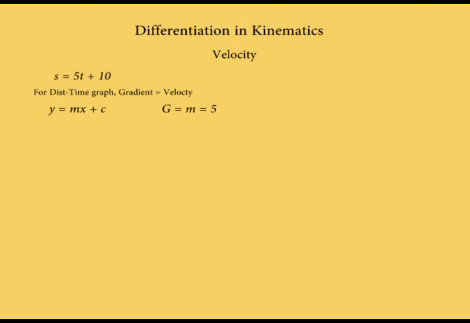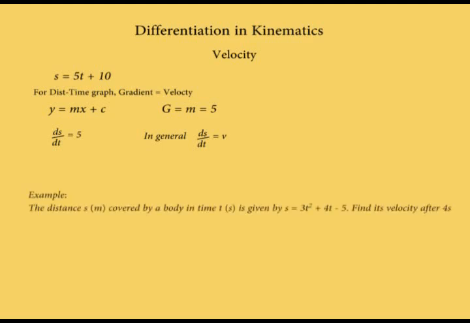Suppose we differentiated the equation instead. We differentiate distance with respect to time, ds over dt, and it will give us 5, the same gradient. In general, in kinematics, when we differentiate the expression for distance, we obtain the velocity function.